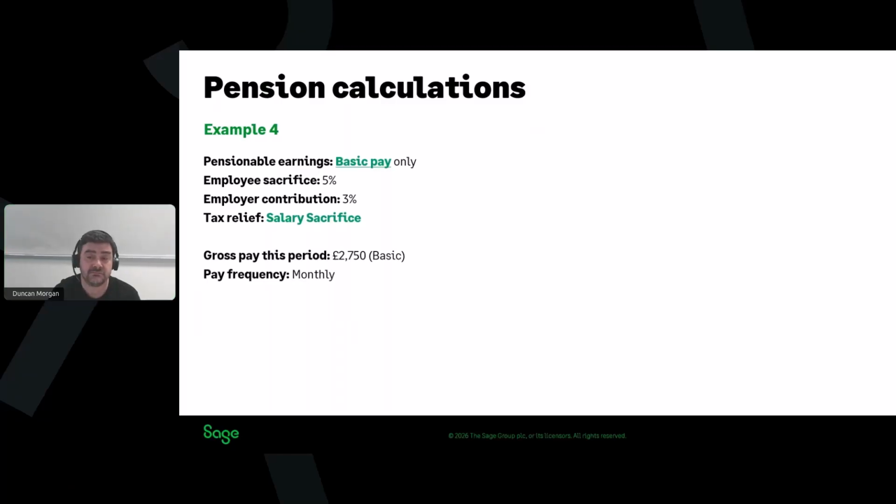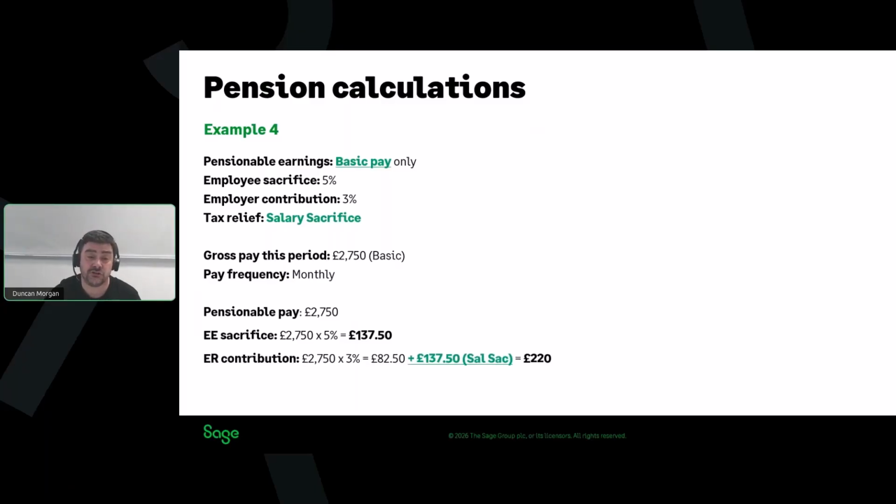Now for this calculation, the gross pay this period is £2,750, all of which is basic pay, and the pay frequency is monthly. So just like before, first thing we'll do is establish the pensionable pay, which is the £2,750, all of the basic pay. Then we can calculate the employee salary sacrifice amount, which is the basic pay, £2,750 times 5%. So the employee has a salary sacrifice of £137.50.